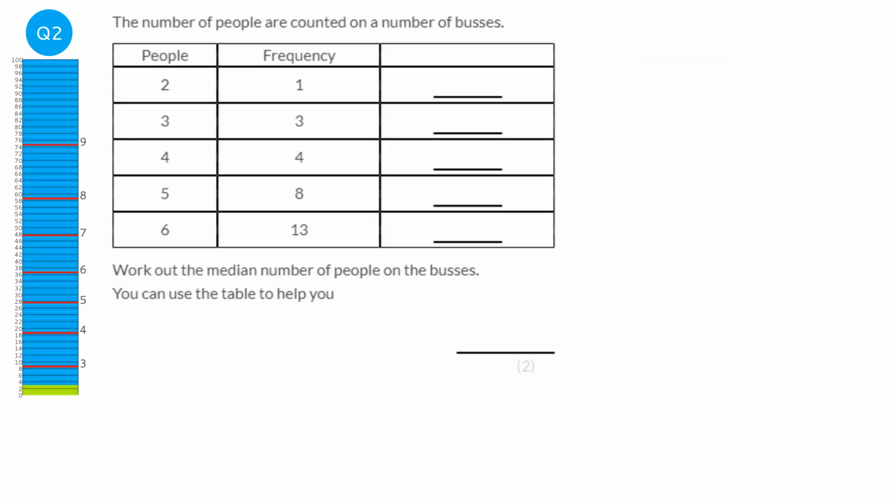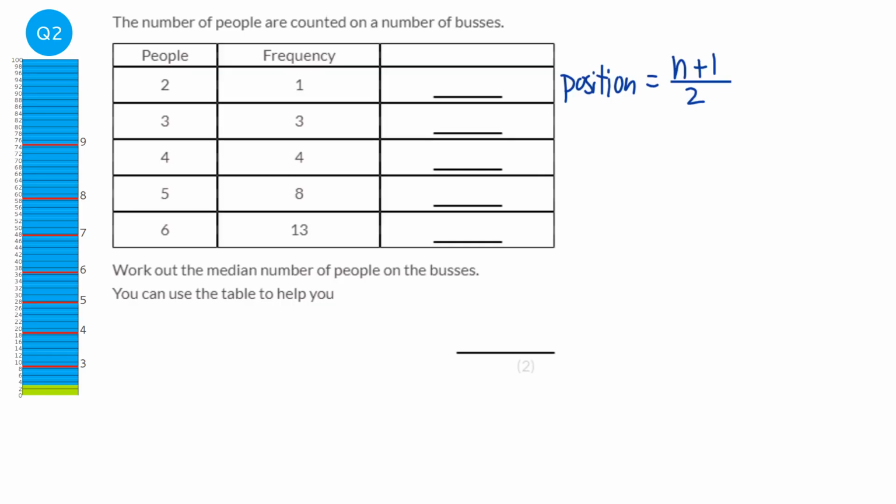The median is the middle number when the numbers are in order. Now it's quite difficult to do with a table, so we use a formula to find the position of the median. We take how many numbers there are, which I'll call n, add 1 to it, and then divide that by 2. That shows us where the median is. It doesn't tell us what the median is, it shows us where it is.